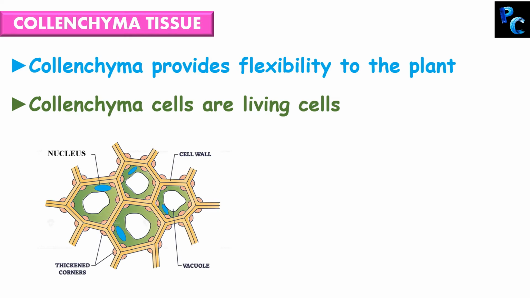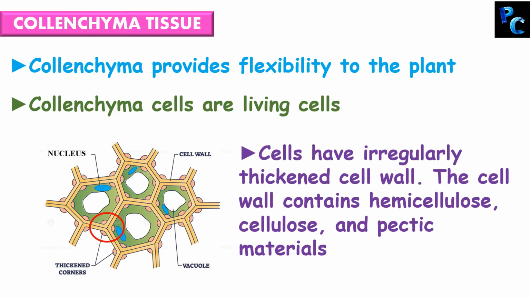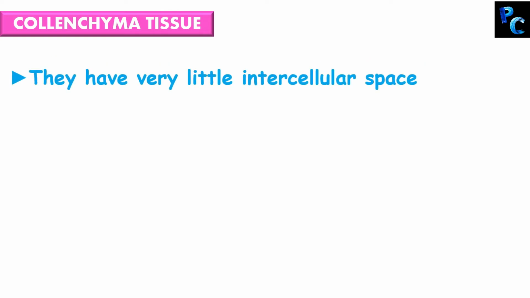This is the structure of collenchyma. Look near the corners of the cell wall, how much thickened it is. So collenchyma has irregularly thickened cell wall. The cell wall contains hemicellulose, cellulose and pectin material. They also have a large central vacuole, and the nucleus and the cytoplasm are at the periphery. They have very little intercellular space.